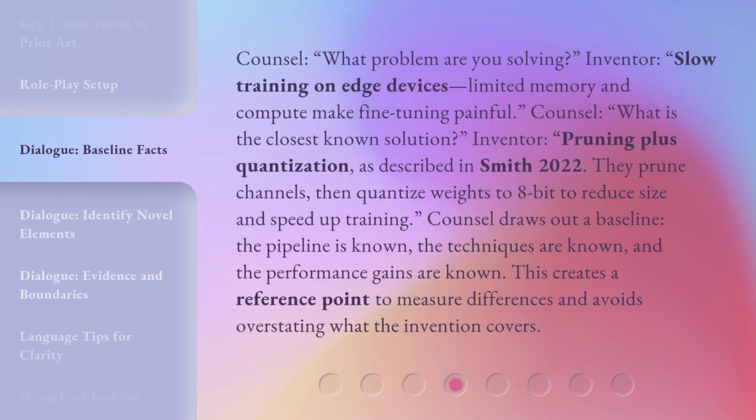Counsel. What problem are you solving? Inventor. Slow training on edge devices, limited memory, and compute make fine-tuning painful. Counsel. What is the closest known solution? Inventor. Pruning plus quantization as described in Smith 2022. They prune channels, then quantize weights to 8-bit to reduce size and speed up training.